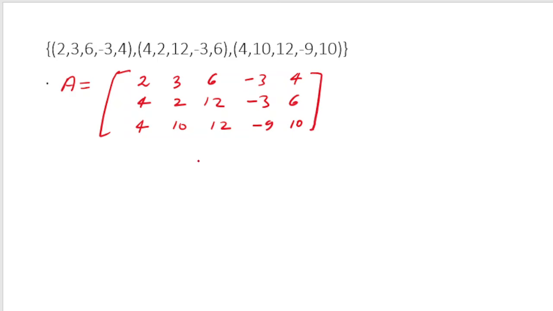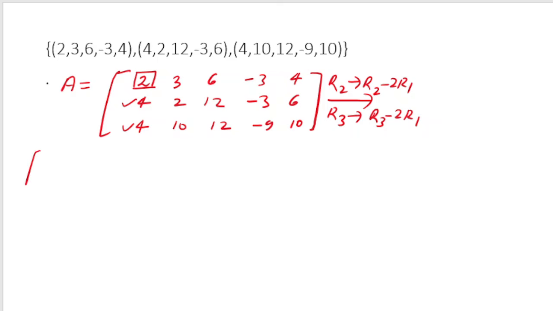Now I think it is very obvious that we have a non-zero element here, which is the first non-zero entry in this row. So this becomes the pivot. I have to make this 0 and I have to make this 0. So to do that, I am going to replace the second row R2 by R2 minus 2 times R1, and the third row R3 by R3 minus 2 times R1, and I am writing it here so that there is no confusion.